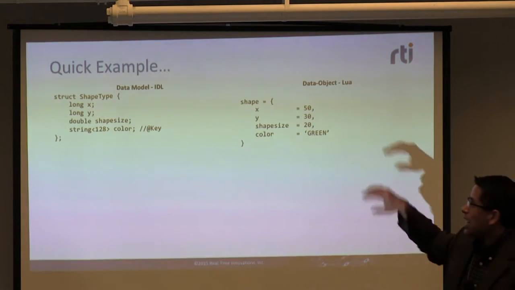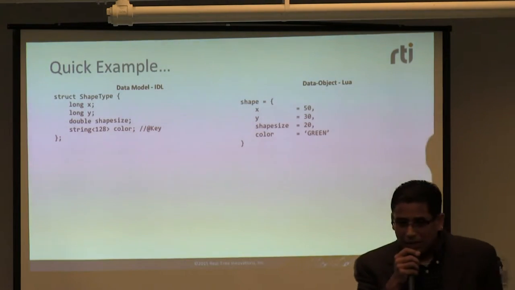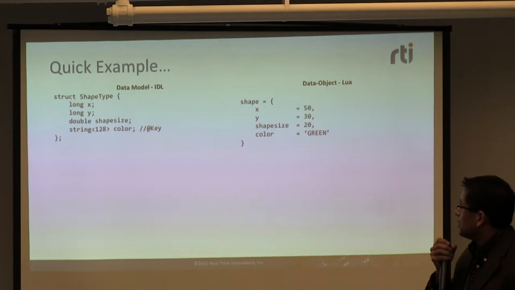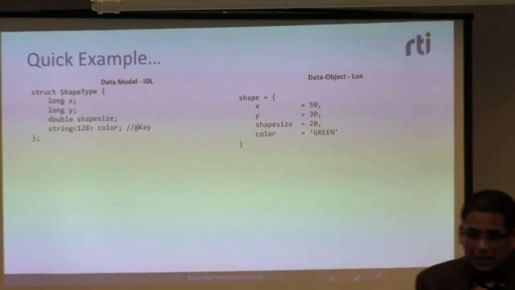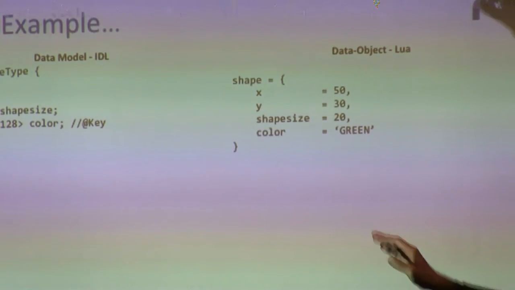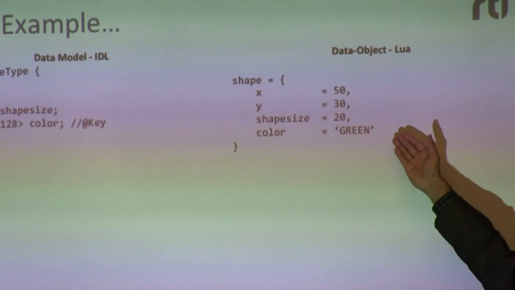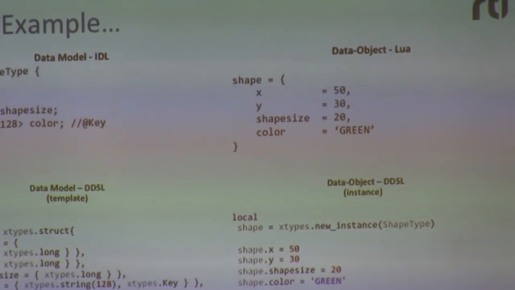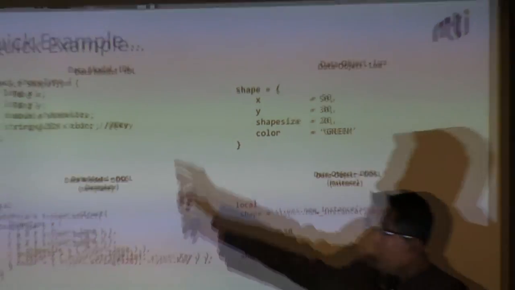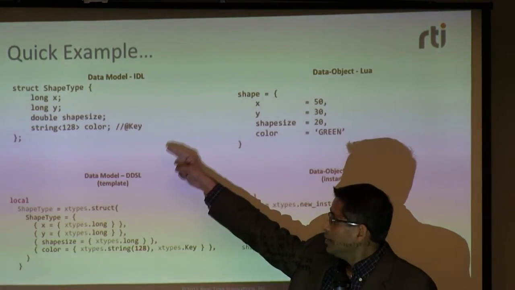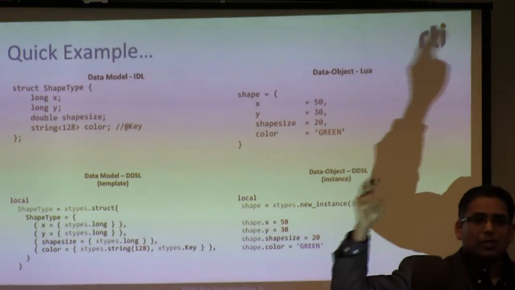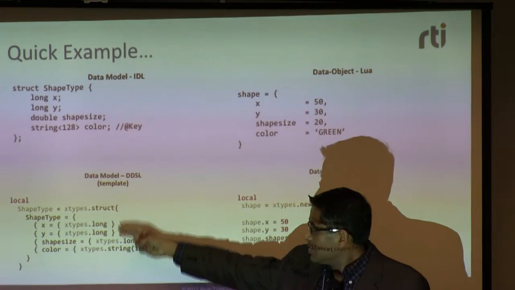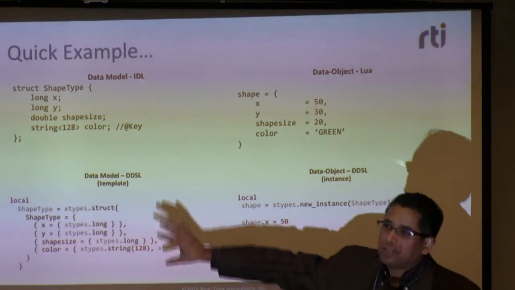All that was a little bit abstract, so what do you mean? Right, so here there's the data model IDL example up on the top right, and this is what you think the data object in Lua would look like. Now, in DDSL, you can use IDL, export it to XML and then import that XML into DDSL, or directly define it in DDSL, just like that. So this is a way of defining data models.